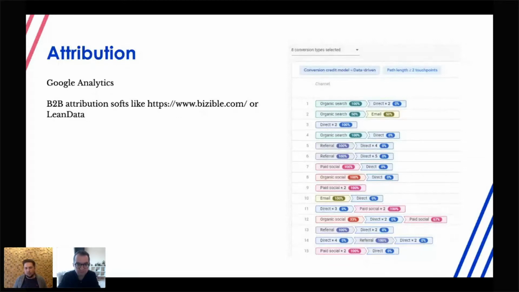There's a new, I think it's still in beta, attribution mapping. But also in Google Analytics there's a report for assisted conversions. So we can also check and make decisions about optimization and figure out how customers are interacting with you by this. If you are a bigger business, you can choose and try B2B dedicated attribution software like Visible or LeanData.